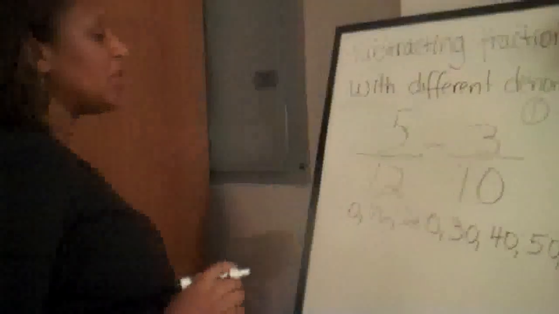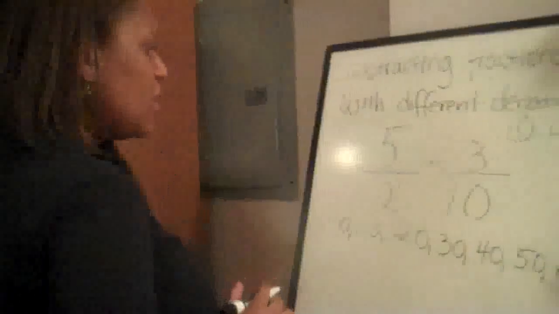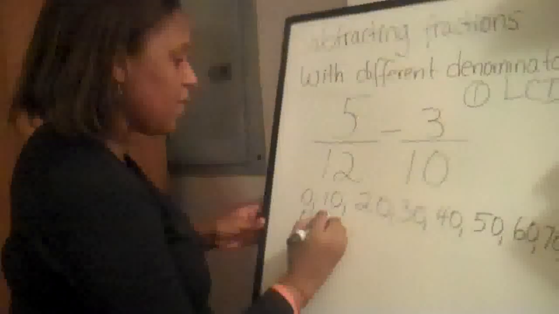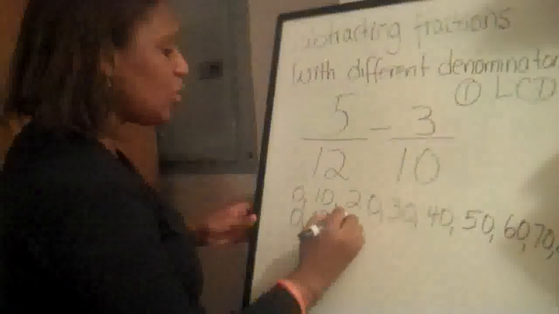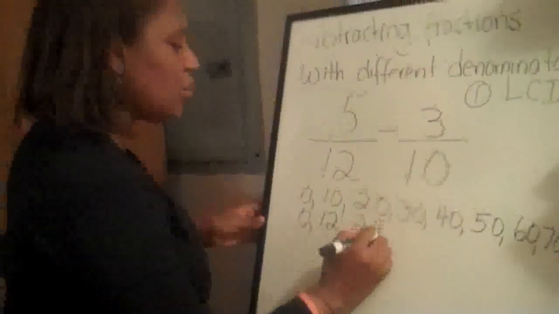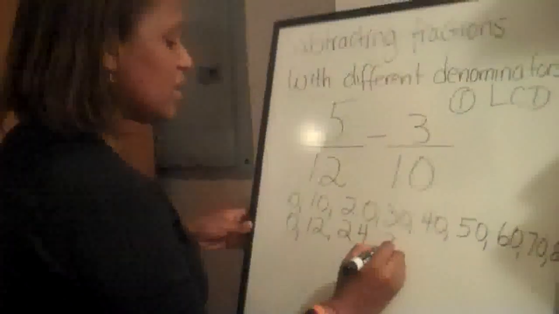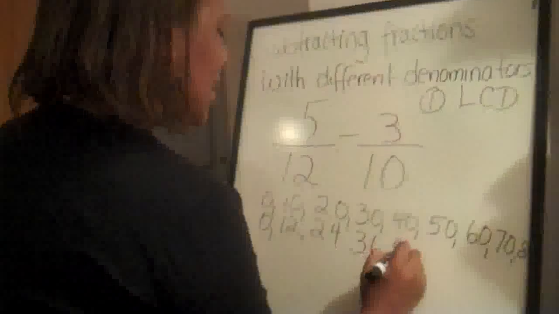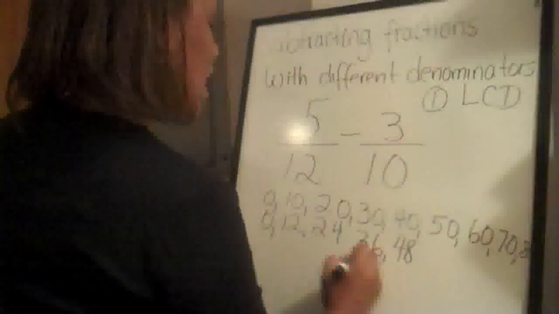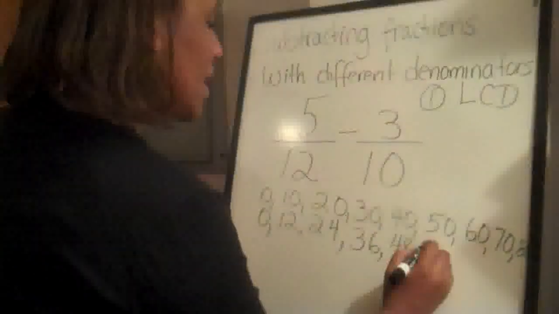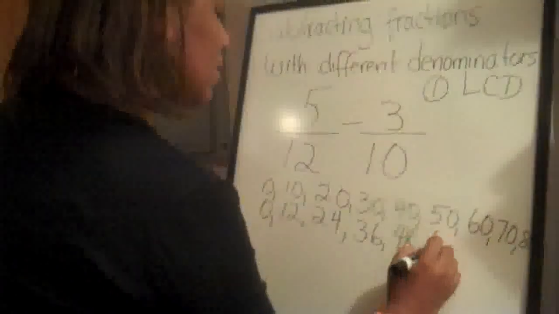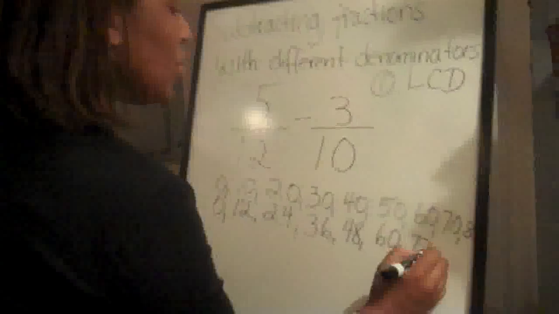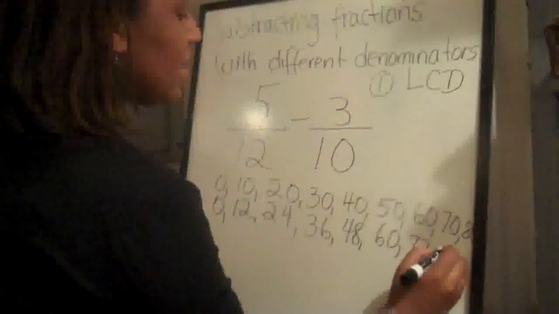Now we're going to find the multiples of 12. 12 times 0 is 0. 12 times 1 is 12. 12 times 2 is 24. 12 times 3 is 36. 12 times 4 is 48. 12 times 5 is 60. 12 times 6 is 72. 12 times 7 is 84.